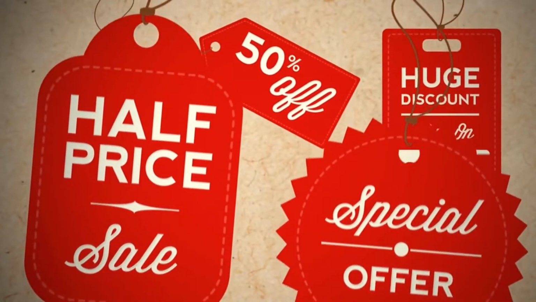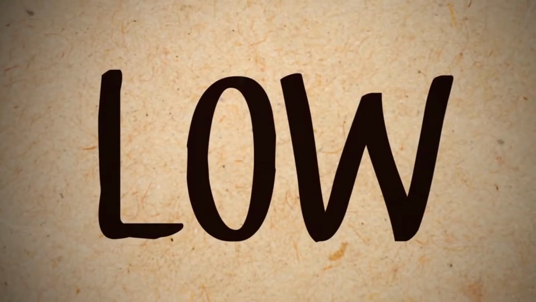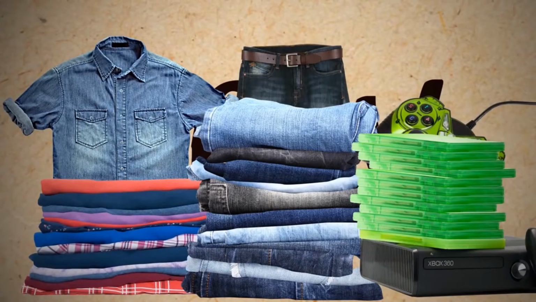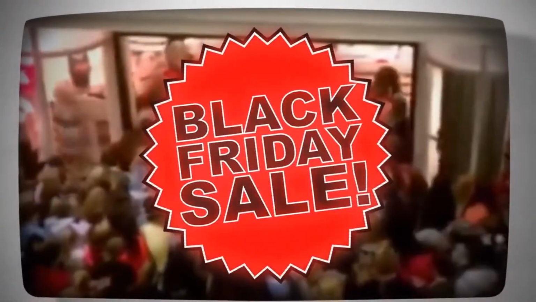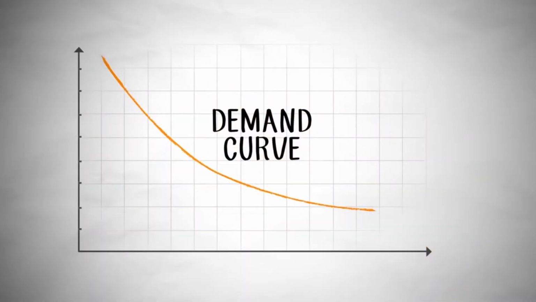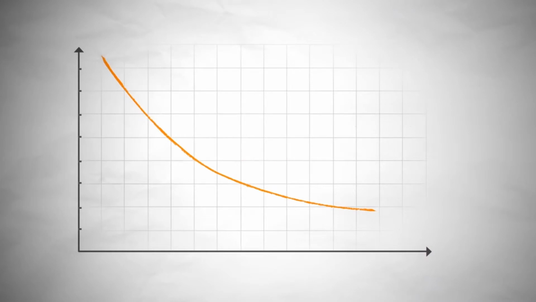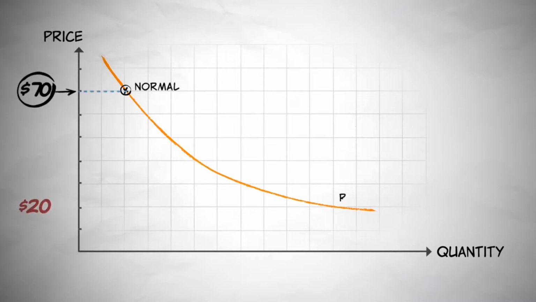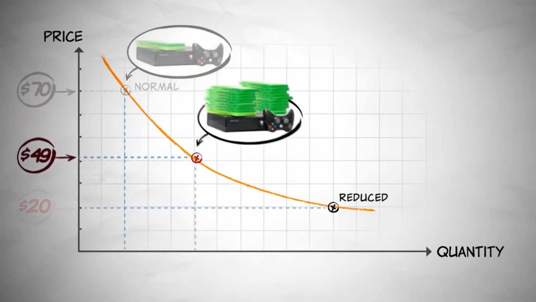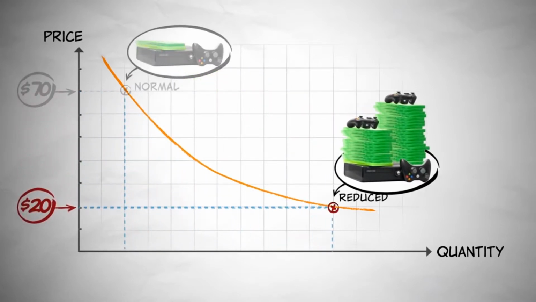What happens when there's a big sale? Well, at a lower price, people buy more. More shirts, more pants, more video games. This is what happens on Black Friday when retailers lower their prices to get people to buy stuff for Christmas. The demand curve illustrates the intuition for why people go nuts on Black Friday. Price is shown on the vertical axis, and quantity is shown on the horizontal. Here's the normal price, and here's the Black Friday reduced price. Simply put, the quantity demanded increases as the price gets lower.